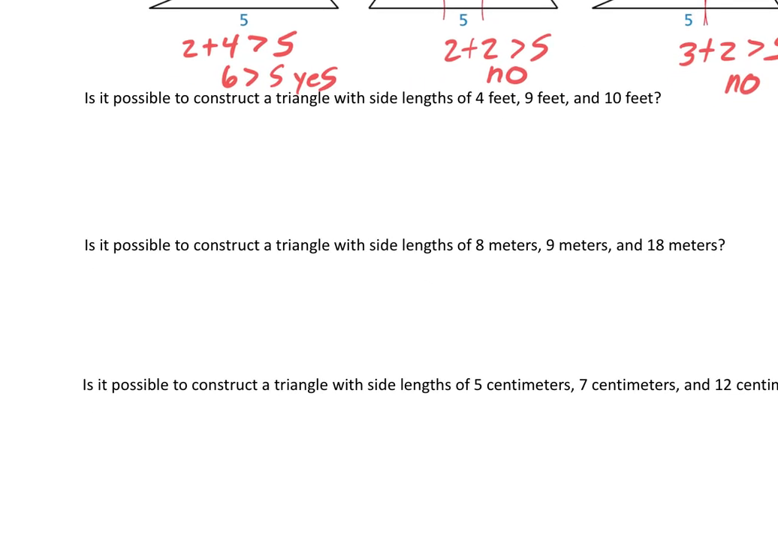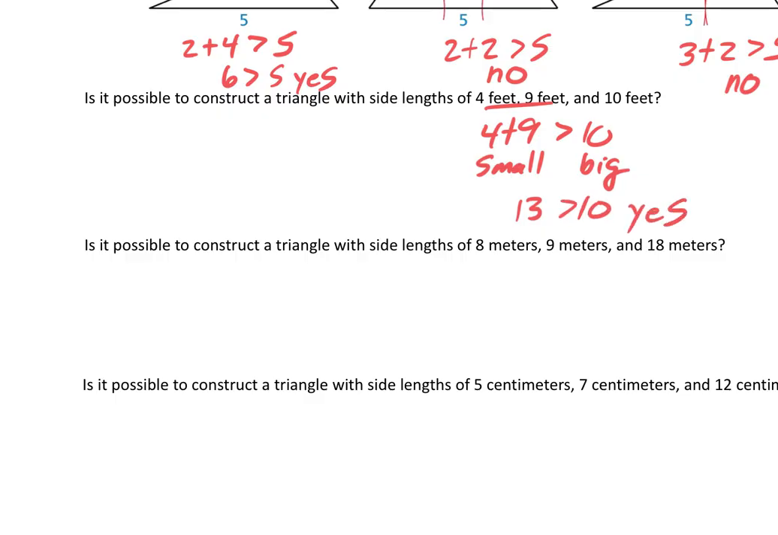All right, so I give you 3 measurements, and what you got to make sure of is make sure that you add the 2 smaller ones, right? Because I know that 10 plus 9 is bigger than 4, and I know that 4 plus 10 is bigger than 9. But is 4 plus 9 bigger than 10? So make sure the 2 that you add together are the 2 smaller ones. And they have to add up to be bigger than the big one. Okay, and 13 is bigger than 10, so we would say yes, this would make a triangle.